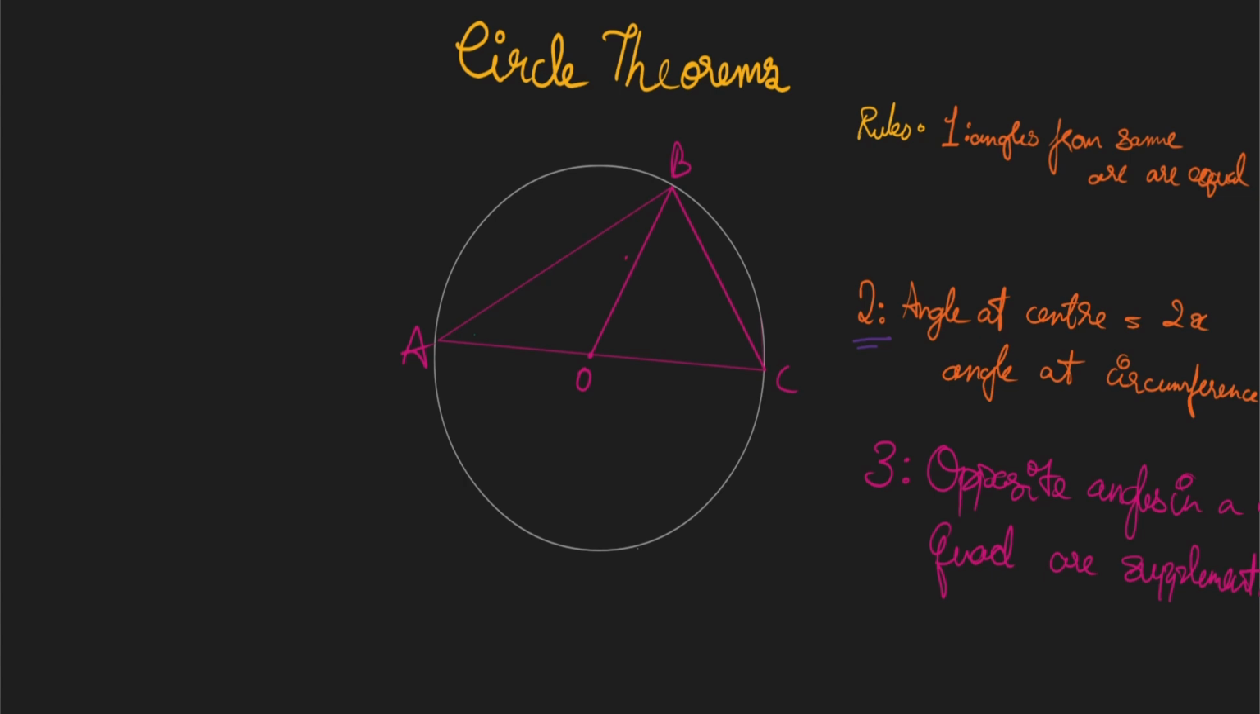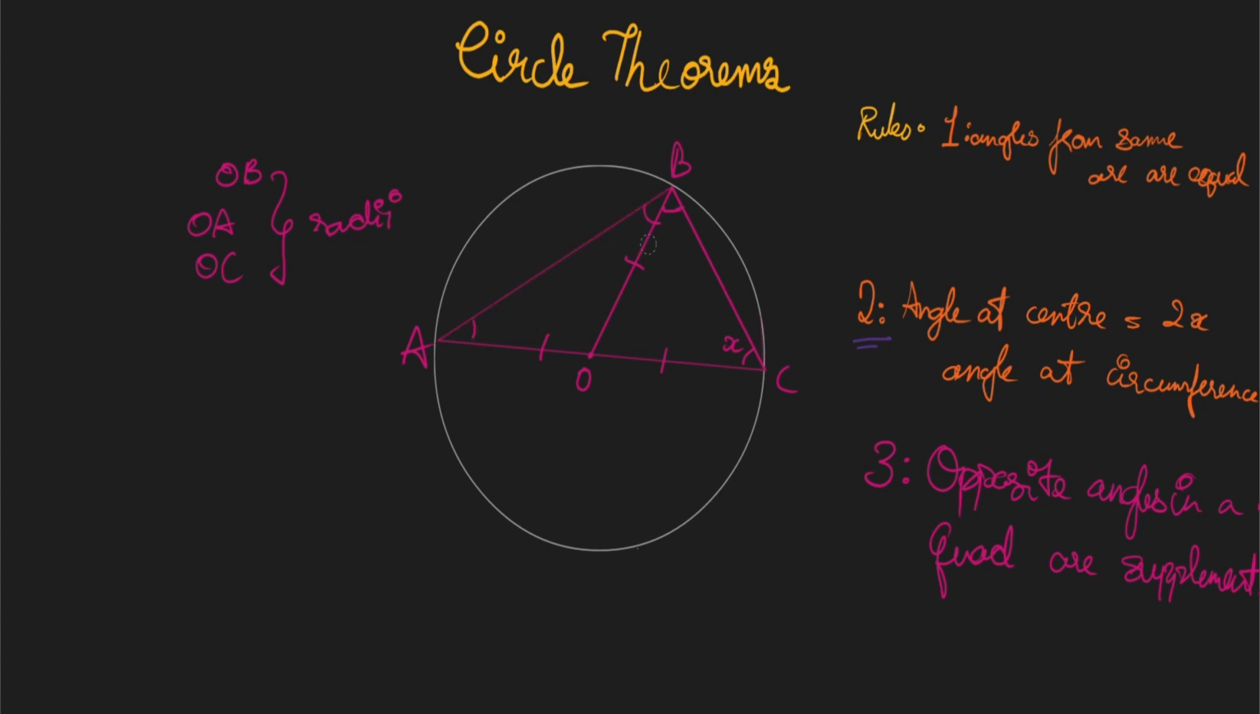Now you might also notice that OB, OA, and OC are radii. So they're all equal. Now if they're equal, that makes angle OBC and angle OCB equal, and angle OBA and angle OAB equal. So let's call this X.